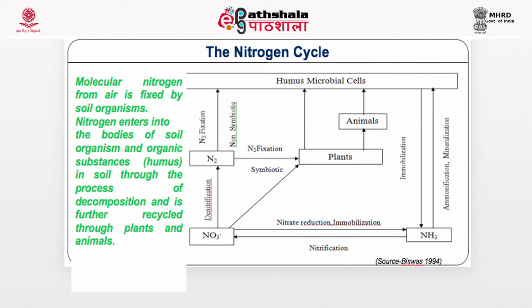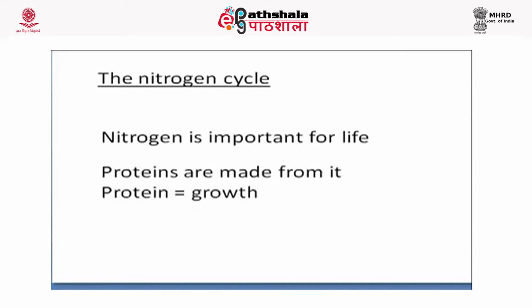Now here is the nitrogen cycle, where molecular nitrogen from air is fixed by soil organisms. The nitrogen enters into the bodies of soil organisms and organic substance, which is commonly humus in soil, through the process of decomposition and is further recycled through plants and animals. Now I'll be showing you a video which gives you the importance of the nitrogen cycle, and how this nitrogen cycle takes place in the soil is explained beautifully.